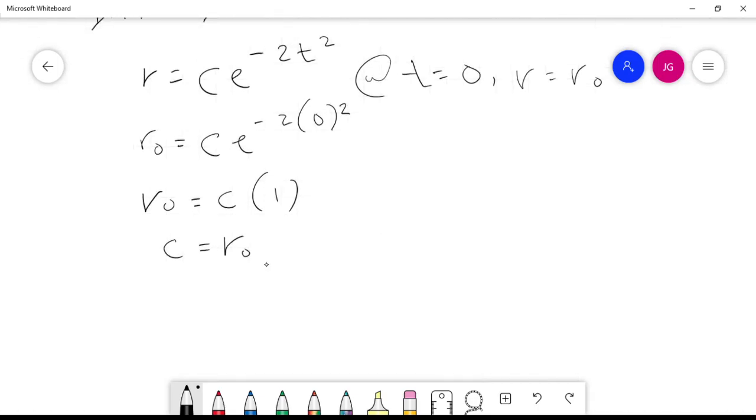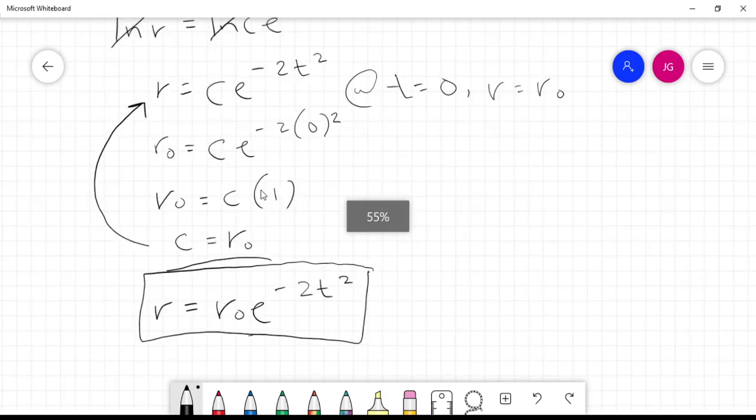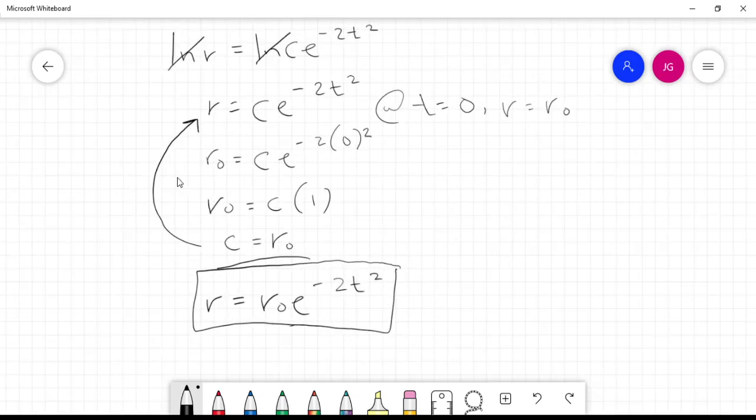So, kani nga constant ato ana po siyang isab ug balik sa ato ang equation. So, this is r equal to r0, then e raised to negative 2t squared. So, this is our final answer. So, itong tanawag balik ang ato ang answer last time.